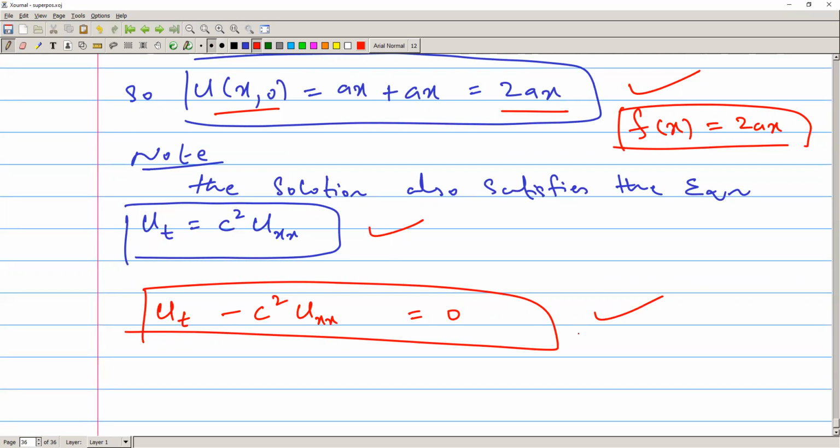And in the upcoming lessons, we will talk about the mixed boundary conditions, that is the mixture of Dirichlet and Neumann. Then after that, we'll talk about the non-homogeneous heat equation. So this is all for the time being.